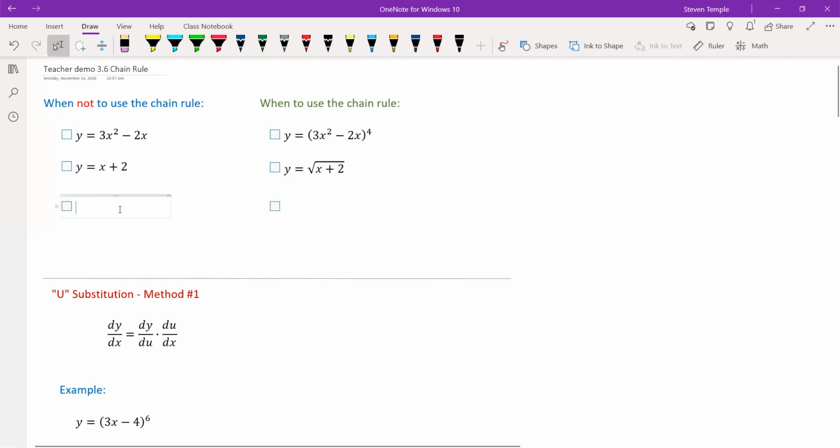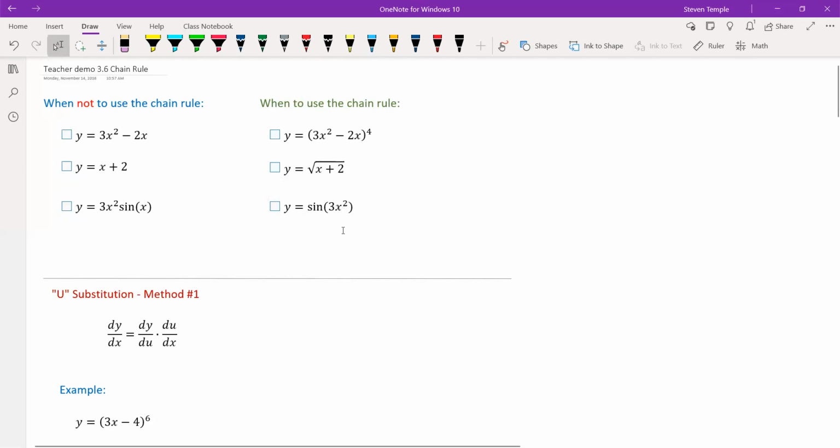The third example, if I have a trig function, the first one here is 3x squared times sine x. That's not the chain rule. That's the product rule. You got two things being multiplied. However, the next one is sine 3x squared. That is the chain rule.